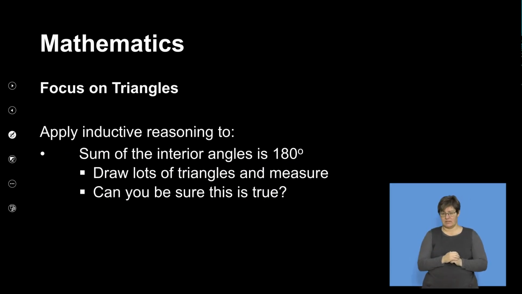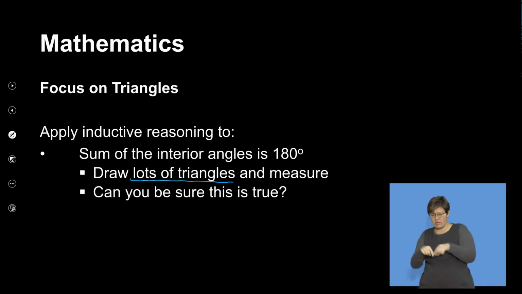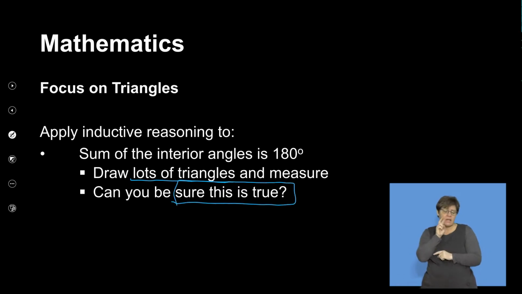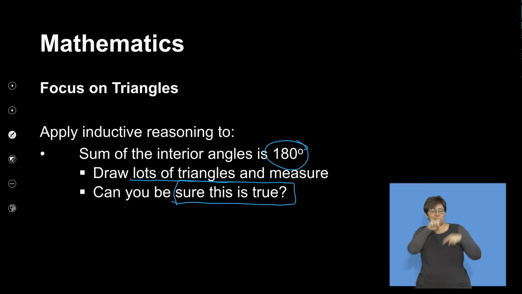Now, when we apply inductive reasoning to the sum of interior angles being 180 degrees, what you would then do is draw lots and lots of triangles and measure the angles. Measuring those angles will be us trying to see whether this statement will always be true with any triangle that we have out there. Right? So as long as it's a triangle, will it give us 180 degrees if we add the angles? That's what we're trying to do with the inductive reasoning.